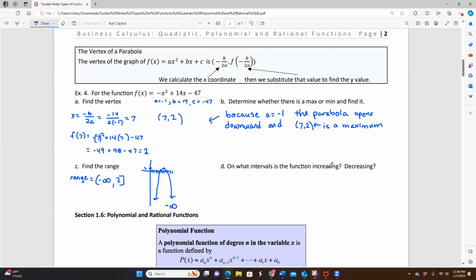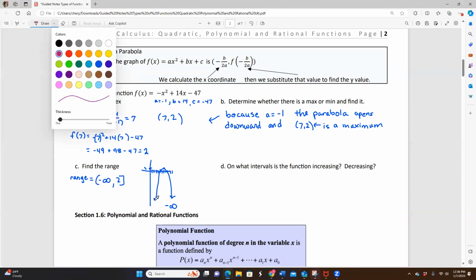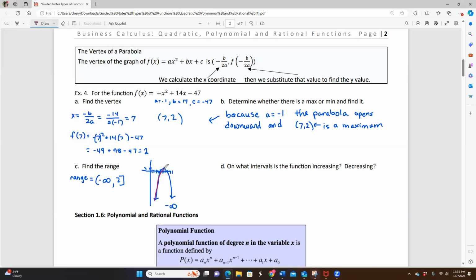And then on what intervals is the function increasing and decreasing? When we list intervals of increasing and decreasing, we do that in terms of x. So my parabola here is increasing, kind of like think of slope. Here on this side of the parabola, it's increasing. So it's increasing to the left of x equals 7. x equals 7 is the max. The left of x equals 7 means from -infinity to 7. So notice I'm not putting the y values. I'm noting the x values where my y values are increasing.